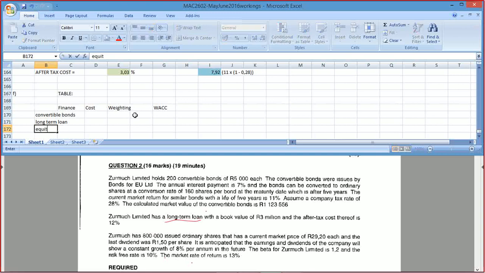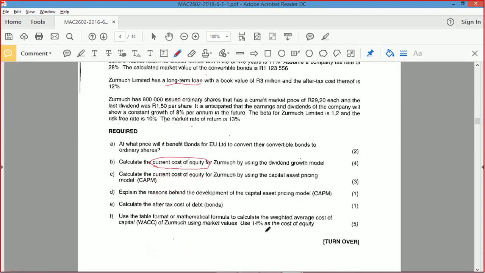And I've got equity, shares. Okay, so the after-tax cost of debt, maybe I should put that in, after tax. The convertibles after tax will be that, 7.92. The long-term loan after-tax cost was 12%. And the equity, they said we must use how much? 14%.